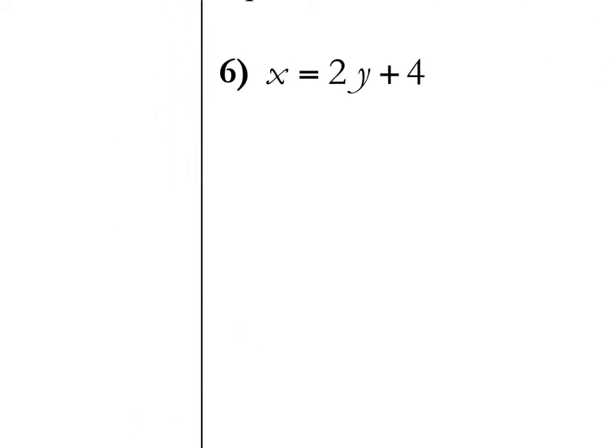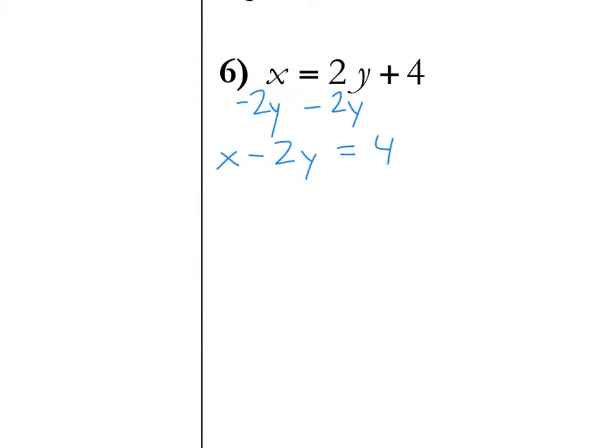You'll notice I don't have x in the denominator. All my exponents are 1. We're not dividing. There's no square roots. We're good to go. I can put this into standard form. I just gotta get y on the other side. Then my equation is x minus 2y equals 4.